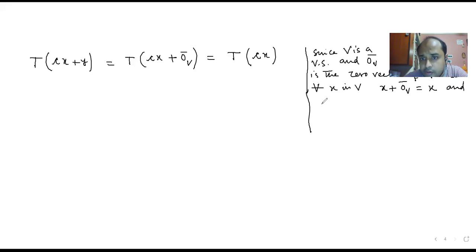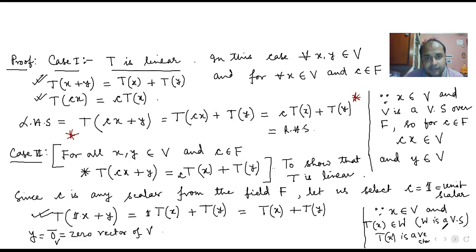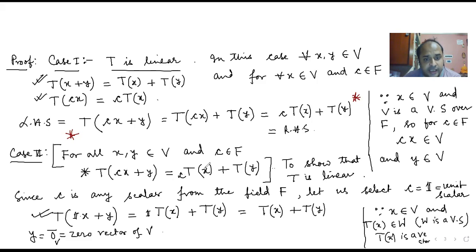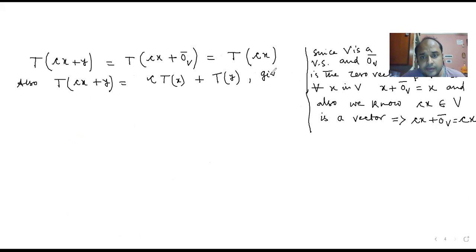And also we know cx belongs to V, is a vector. This implies cx plus zero V bar is equal to cx. Okay, so we get this, and after this we can consider the conditions given. T of cx plus y is given as c into Tx plus Ty. This is given.